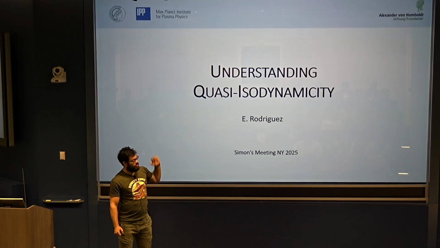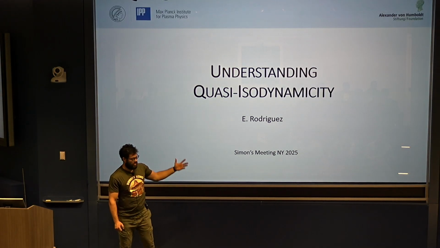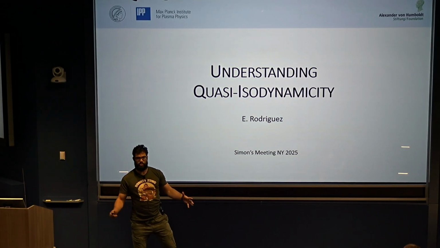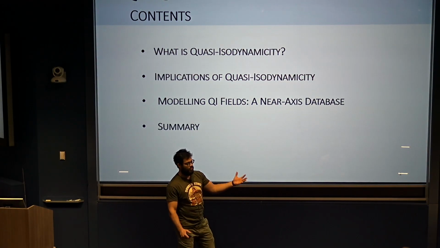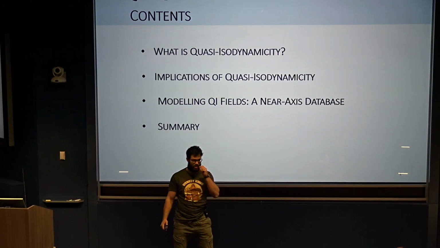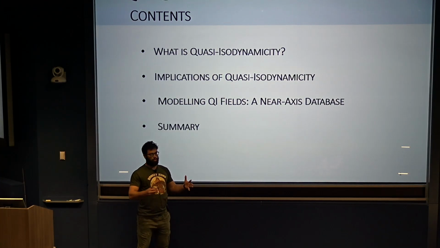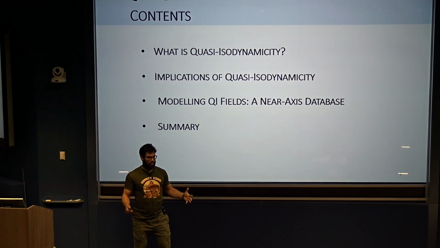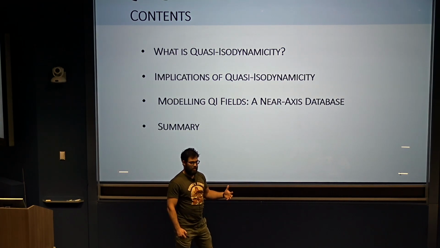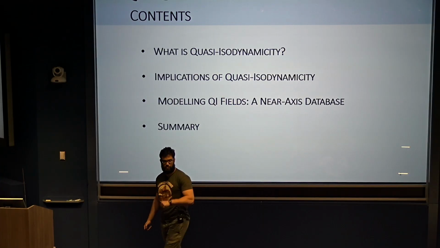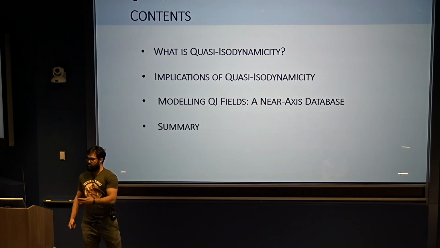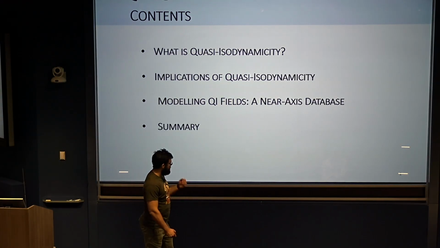So yeah, today I'm going to be talking about quasi-isodynamicity, quasi-isodynamic stellarators. The idea of the talk is not to give you a bunch of different ways in which you can define quasi-isodynamicity, but rather to understand what the implications are for a stellarator when you make it quasi-isodynamic. So we are going to delve a bit deeper into what those consequences are and why QI stellarators behave the way they promise to.